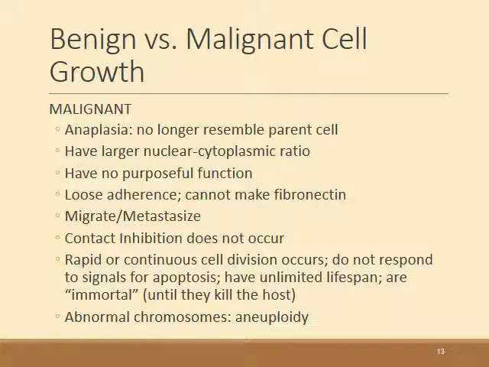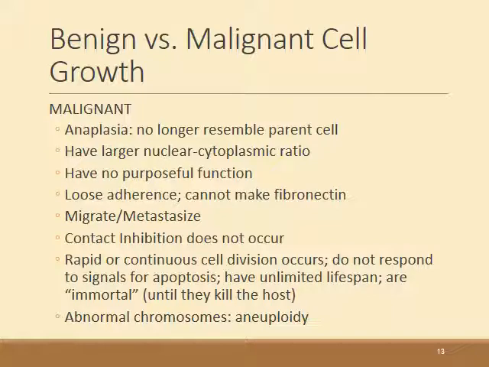Malignant cell growth is basically everything opposite of what we just said about normal and benign. They have anaplasia going on. They no longer resemble that parent cell at all. They have a larger nuclear to cytoplasmic ratio. So look at that circle you drew on your paper and now make it huge inside that cytoplasmic circle you drew. That's evidence of malignancy. They have no purposeful function. They have a very loose adherence because they cannot make the fibronectin.